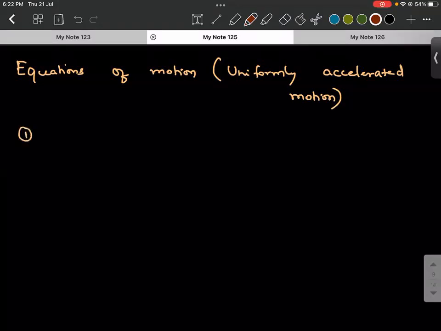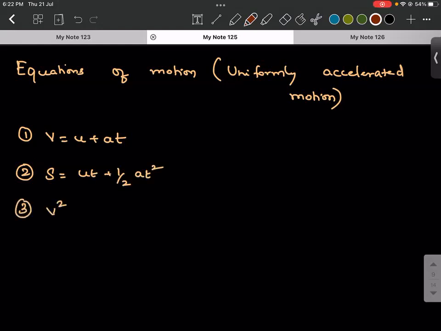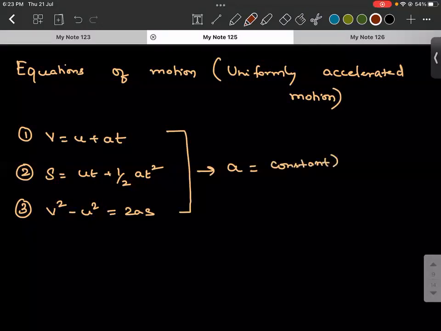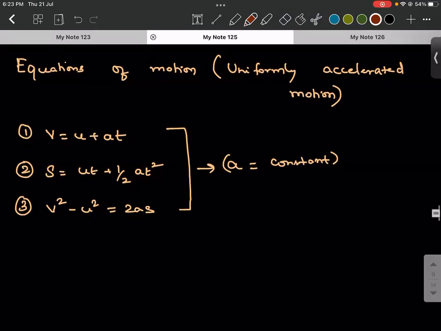So the first equation is V is equal to U plus AT. And the second equation is S is equal to UT plus half AT square. And the third equation is V square minus U square is equal to 2AS. In all the three conditions, the acceleration of the object is a constant.